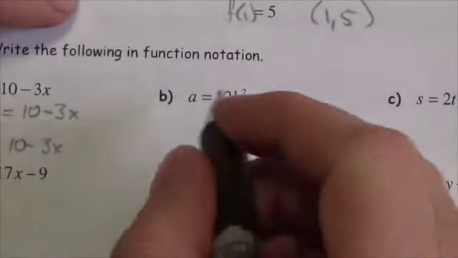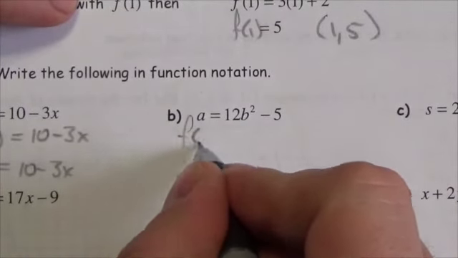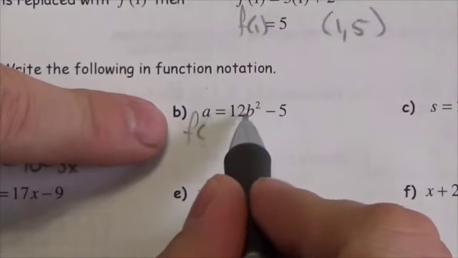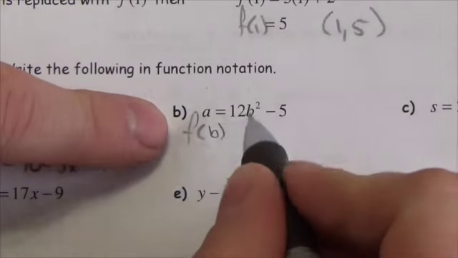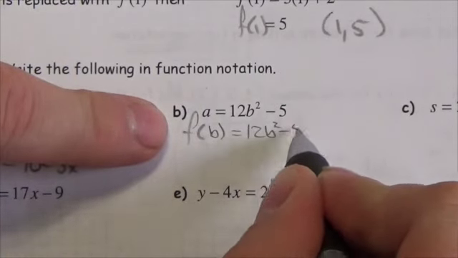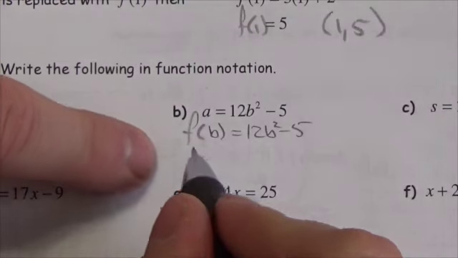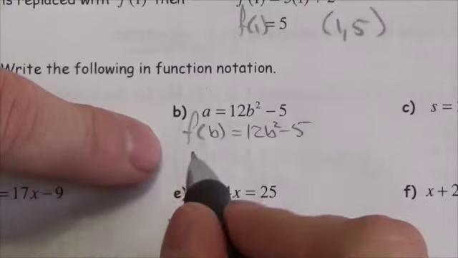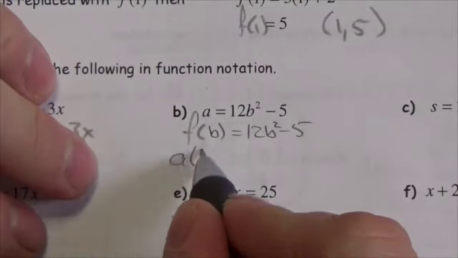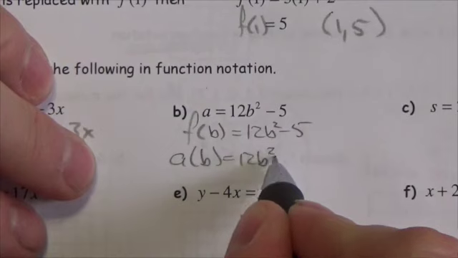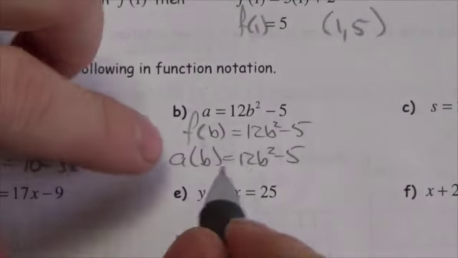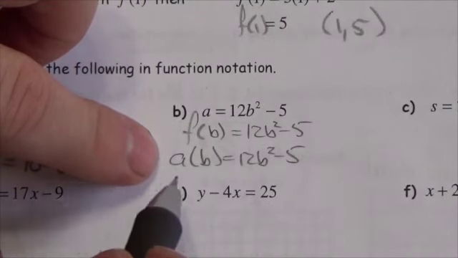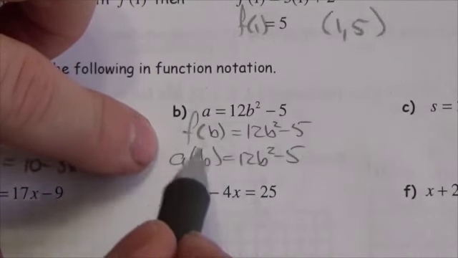Just like here, in this particular case, it makes more sense to stick with the variable here. It's clear that the independent variable is b, so we'd say f of b is going to equal 12b squared minus 5. But again, because we're free to label the function whatever we want, we could also use the variable that they've got right there and just make this a of b is equal to 12b squared minus 5. It's just getting used to this notation and remembering that whatever's inside is the independent variable, and that the whole thing together is the dependent variable.